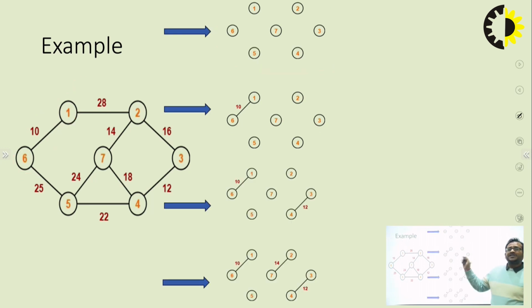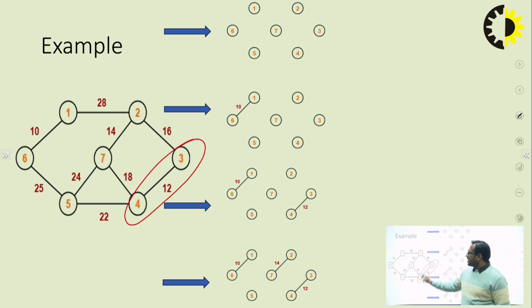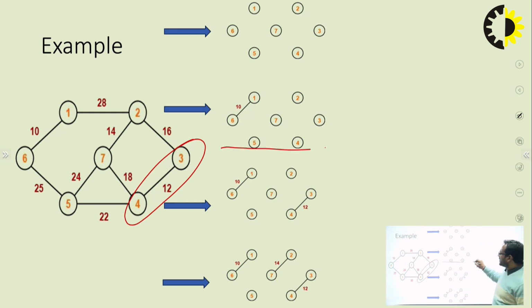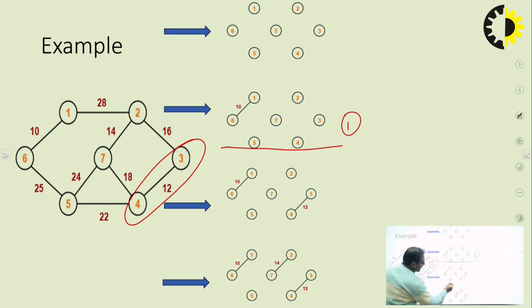Next, what is the next minimum edge? After 10, you can see the 12. This edge between 3 and 4 has the minimum weight, right? So I am selecting this one. So this is basically the first step, which has 10, and the second step is 12, right?